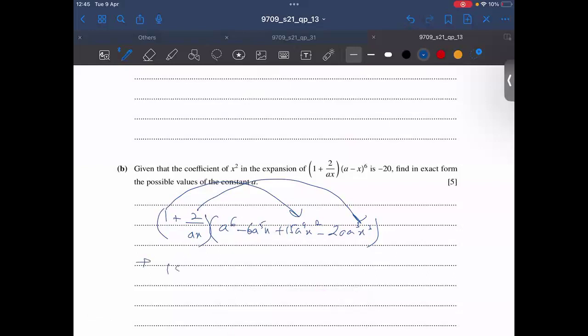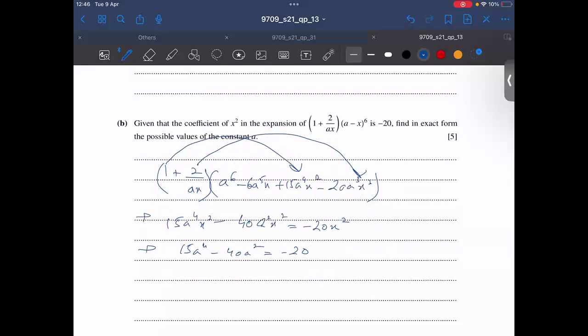So it's going to be 1 times 15a to the power of 4 x square. Then you have 2 over a x times minus 20a cube x cube. That means minus 40a square x square. Equals to what is the final? That's 20 x square. That is the final term in x square. That is minus 20. All right. So we're going to remove x square. And then I'm going to have 15a to the power of 4 minus 40a square plus 20 equal to 0.